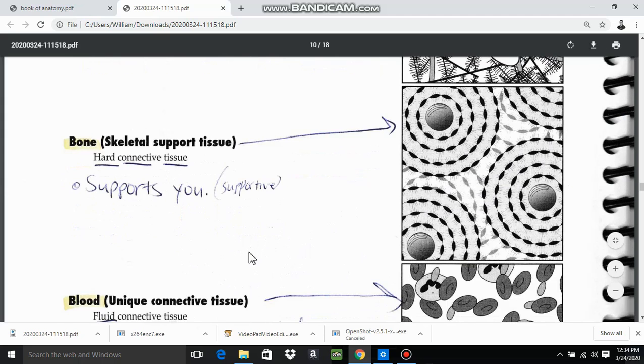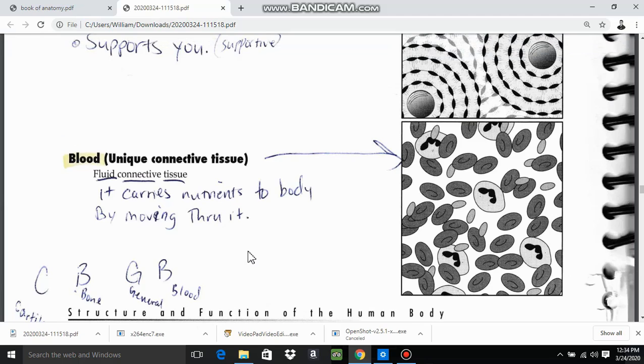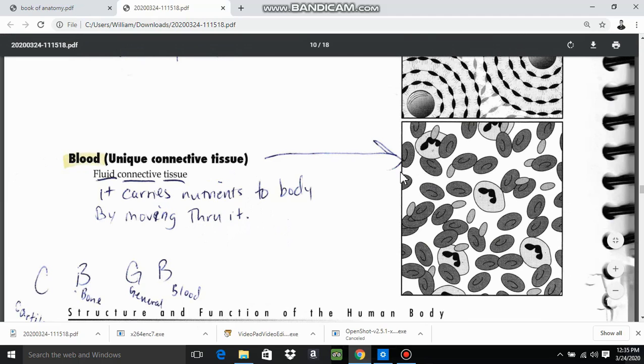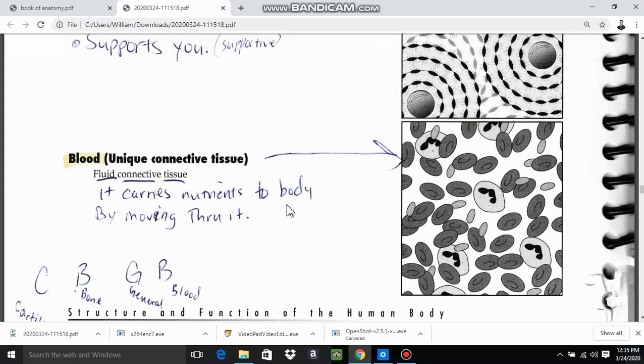Oh, and then finally, blood as a unique connective tissue is actually a circulatory connective tissue. There is a substance in between the cells that counts as connective tissue. So it's fluid connective tissue, carries nutrients to the body by moving it throughout the vessels. So we're talking like lymphatic tissue and blood, which is just, lymphatics are just filtered blood, but that counts as connective tissue.